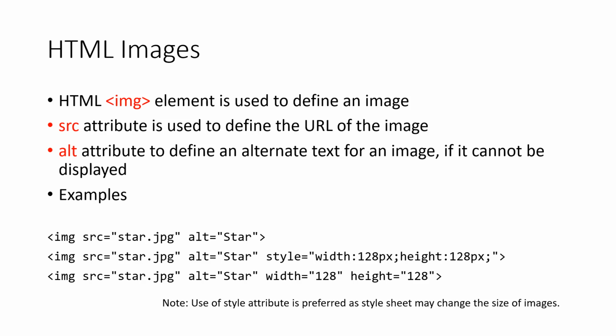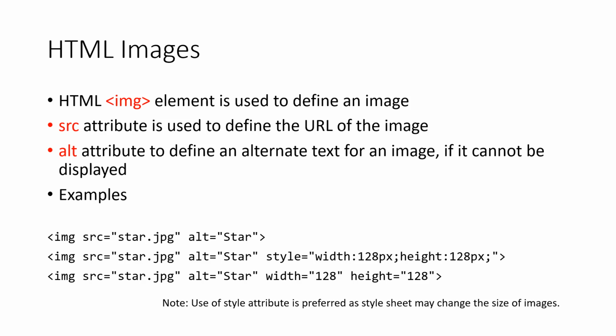Then inclusion of images we also discussed. The tag is IMG, the attribute SRC we can use to refer to where the image is, and then alt can be used to provide some alternate text, especially when the image cannot be displayed. Now, the three examples we looked at.